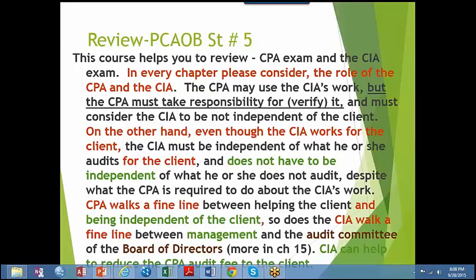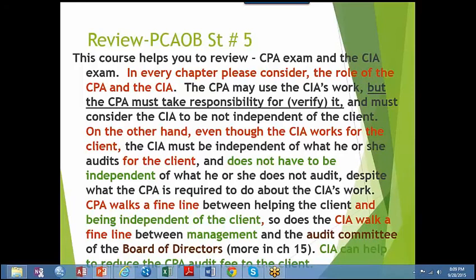In fact, the internal auditor may work in a consulting role, and in this consulting role, the internal auditor is making recommendations, maybe even writing policies and procedures. But we want to make sure that if an auditor writes the policies and procedures, that's not the auditor who ultimately tests the controls within that department. So the CPA walks a fine line between helping the client and being independent.